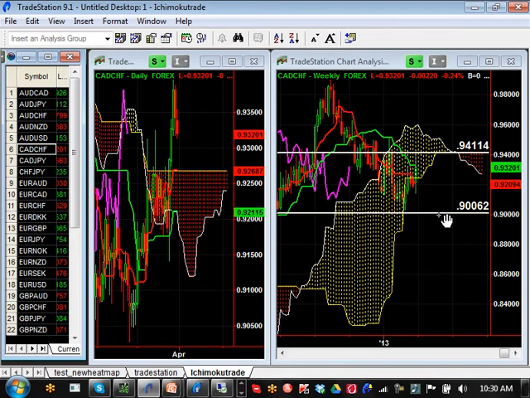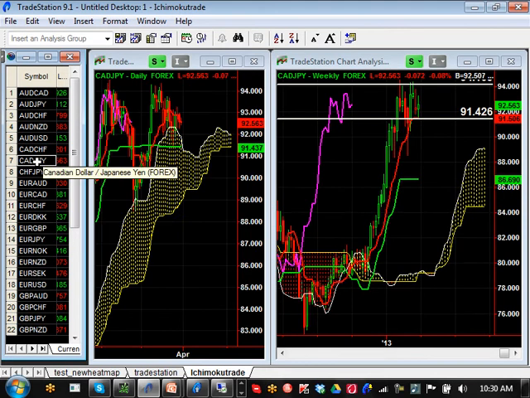If it breaks this level here, it will start a trend to the downside. If it breaks the 94.11 level, then it will have a possibility of retesting the high at the 48.00 level. So I will definitely keep an eye on this currency pair for the next couple of weeks to see exactly which level it breaks.